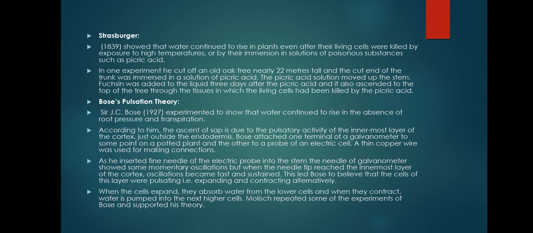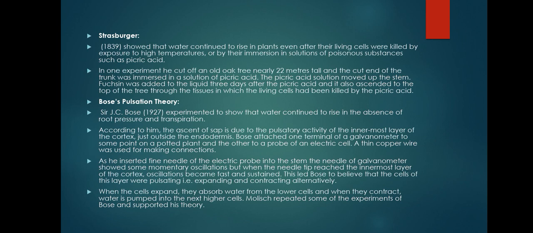The fourth theory was given by Bose, the pulsation theory. Sir J.C. Bose in 1927 experimented to show that water continued to rise in the absence of root pressure and transpiration. According to him, the ascent of sap is due to the pulsatory activities of the innermost layer of the cortex just outside the endodermis.